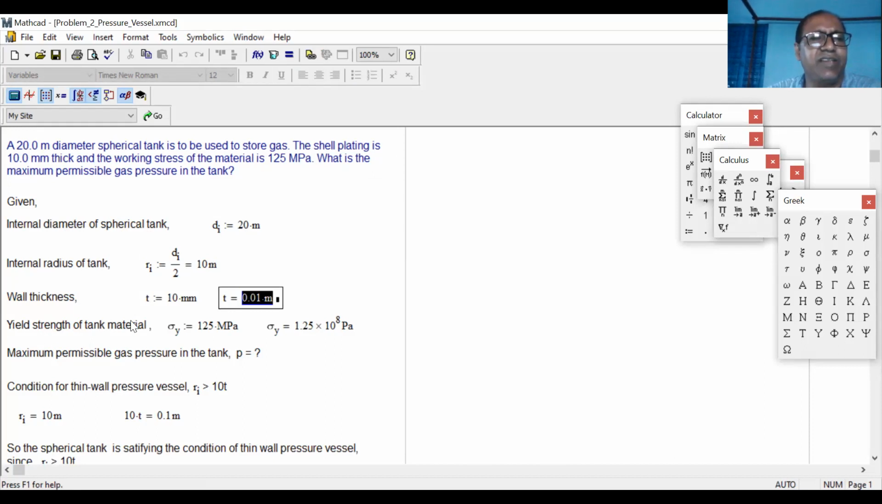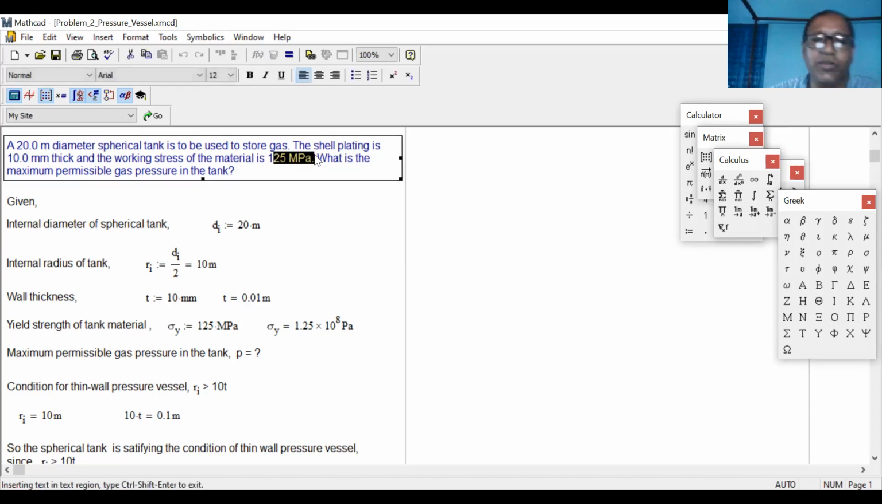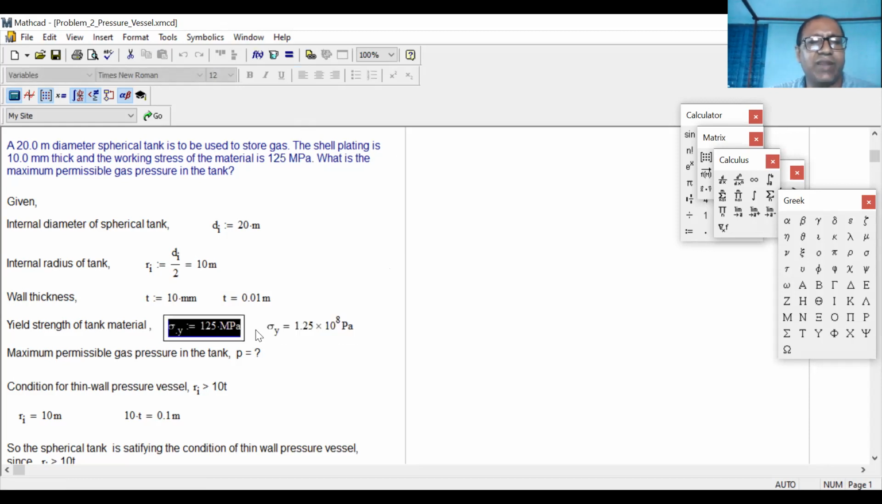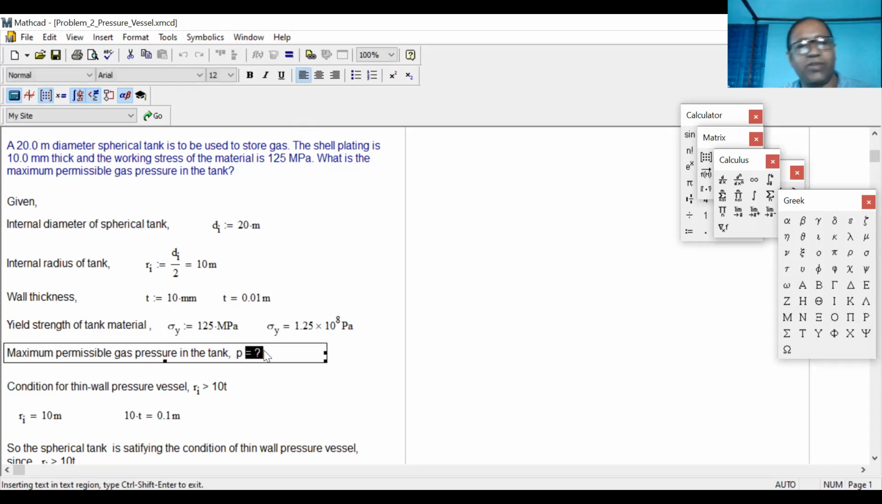It's the yield strength of the tank. What is it saying? The working stress of the material. That means you are using a material, and that material's yield strength is that much. So when we apply the pressure, what will happen? The wall experiences the stress. That stress cannot be bigger than 1.25 megapascal. You need to remember that. So that one is the yield strength of the material. So what is it saying? For maximum possible gas pressure, P equal to how much? That we need to figure out.